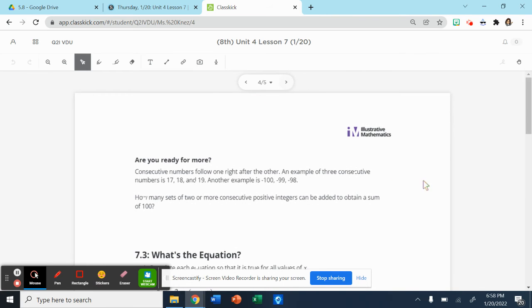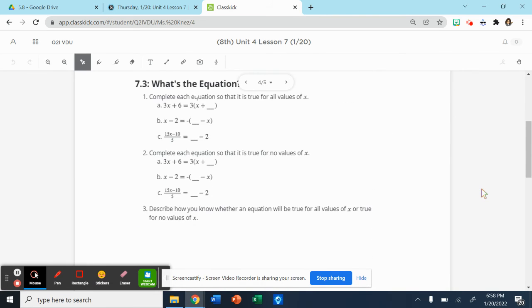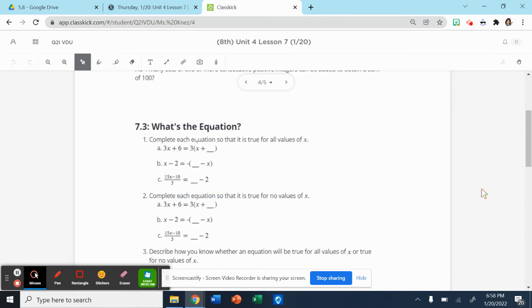Let's take a look at slide 4. 7.3 says, complete the equation so that it's true for all values of x. Then, in question 2, complete the equation so that it's true for no values of x. Go ahead and pause this video to give it a try.